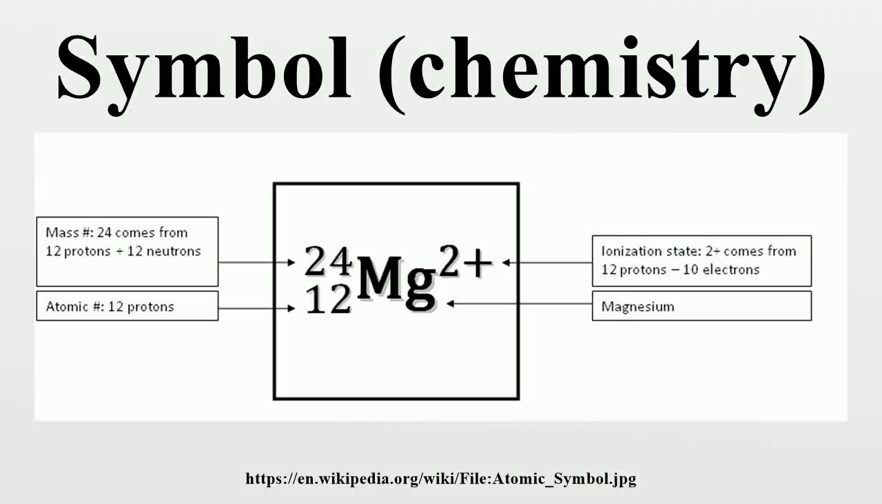In chemistry, a symbol is a code for a chemical element. It is usually derived from the modern name of the element, but for some elements it is derived from the name in Latin. For example, He is the symbol for helium, Pb for lead, Hg for mercury, W for tungsten. Only the first letter is capitalized.